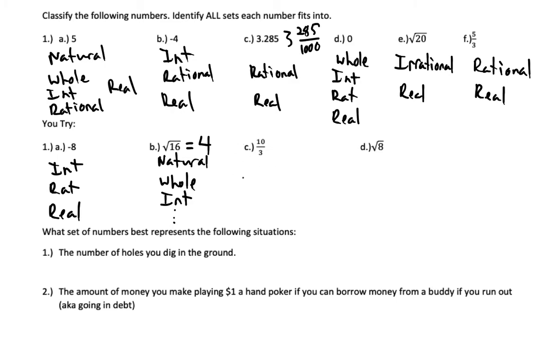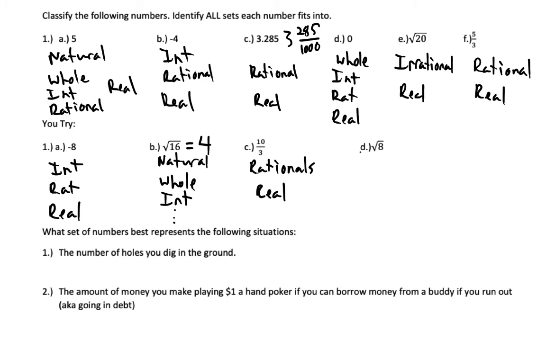All right? What about 10/3? 10/3 is a fraction, meaning that the smallest thing it can be is rational. Only rationals or the reals can be fractions. If it's rational, that means it's also real. And the square root of 8?